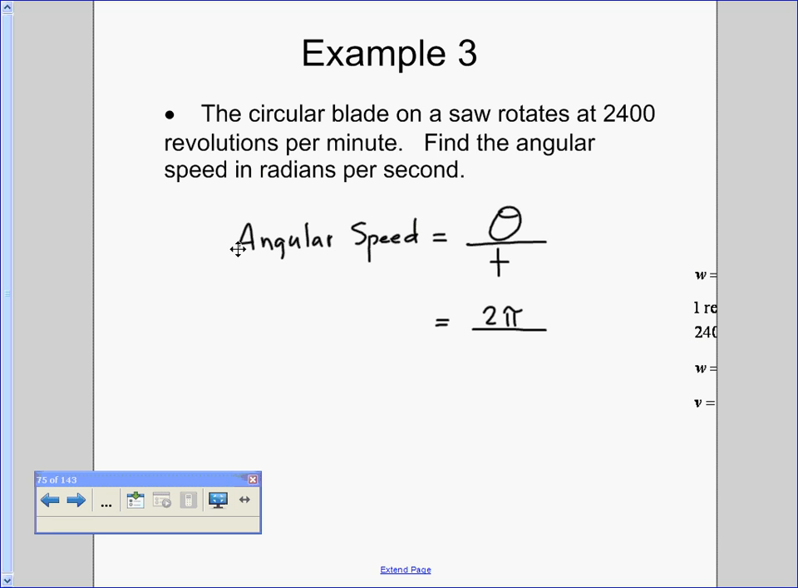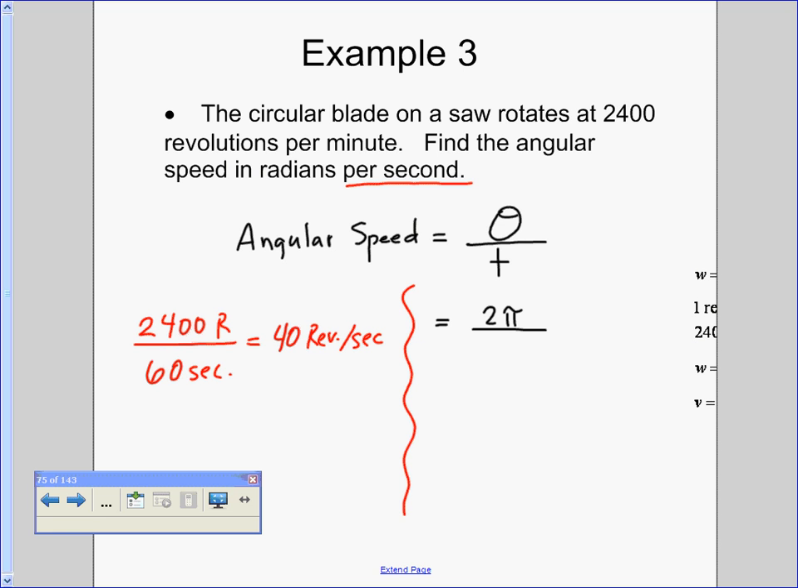Well, that's going to take a little bit of work over here on the side. So let's do some side work. We've got 2,400 revolutions, and because it wants us to find per second, we're going to change that 1 minute to 60 seconds. Once we do that, that's going to tell us that we get 40 revolutions per second. All right, well, that's revolutions per second.